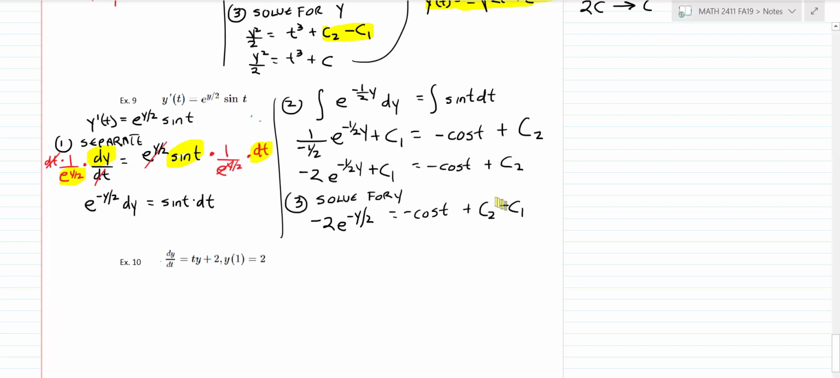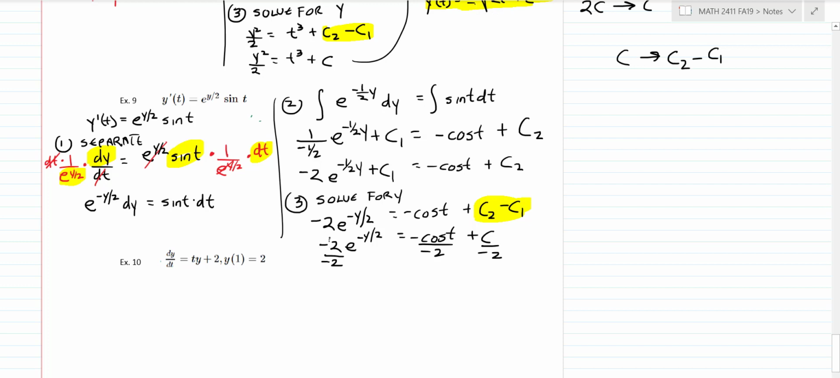So just like the last problem, see this thing right here, you're just doing an arithmetic operation on two arbitrary constants, so you can absorb that into one constant. Okay? So I'm going to just write that right now as negative 2 e to the negative y over 2 equals negative cosine t plus c. Okay, like that. So now what I'm going to do is divide by negative 2.